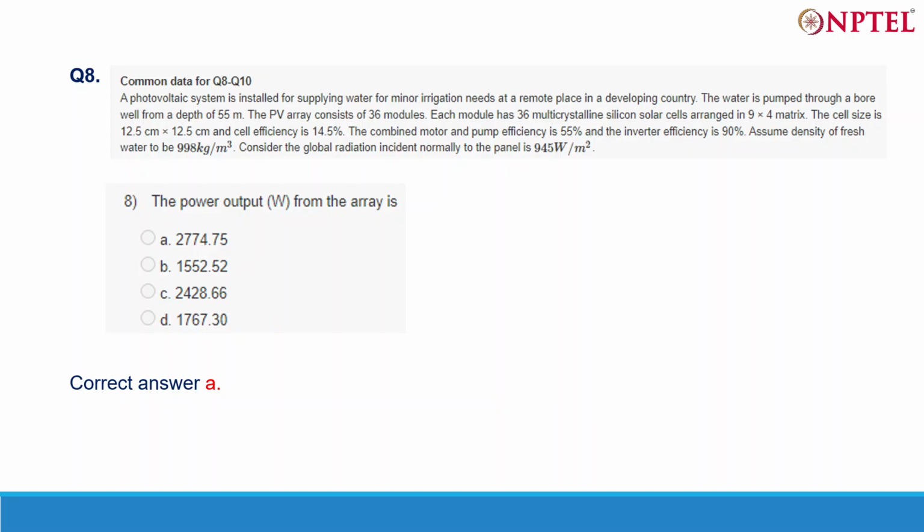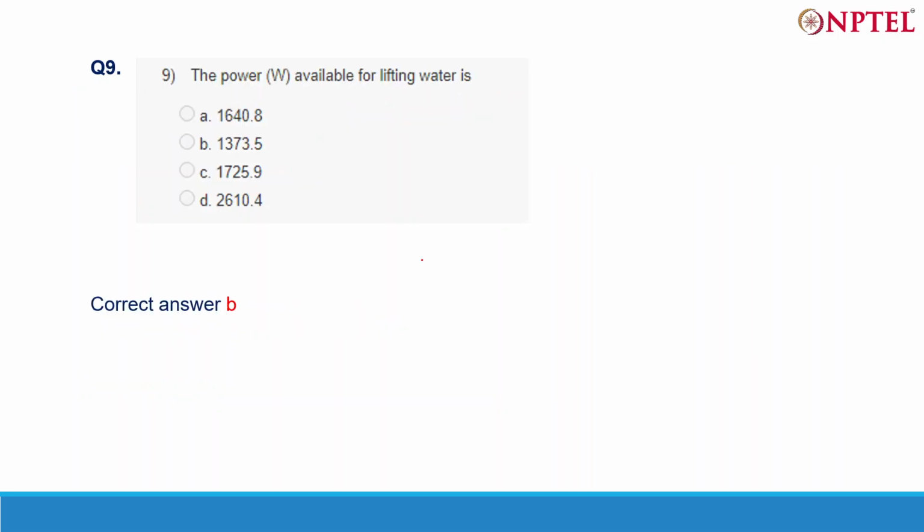So this question was actually discussed in the slides also. I discussed this question in detail in the slides, so I will not try to solve this question here because this is a very easy question. You just have to write and balance it. So the correct answer will be here, 2774.75 watt is the output, and based on the power available for lifting water, so just multiply it with the efficiency available. So that will be something around 1373 or something.